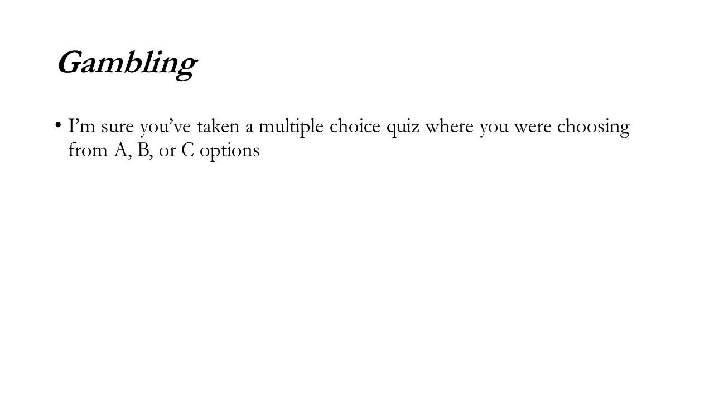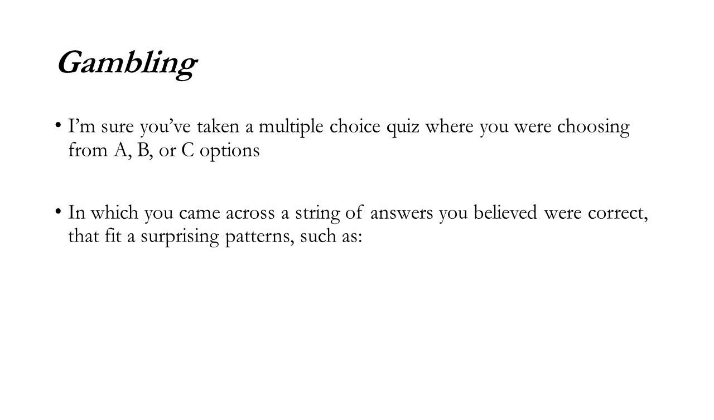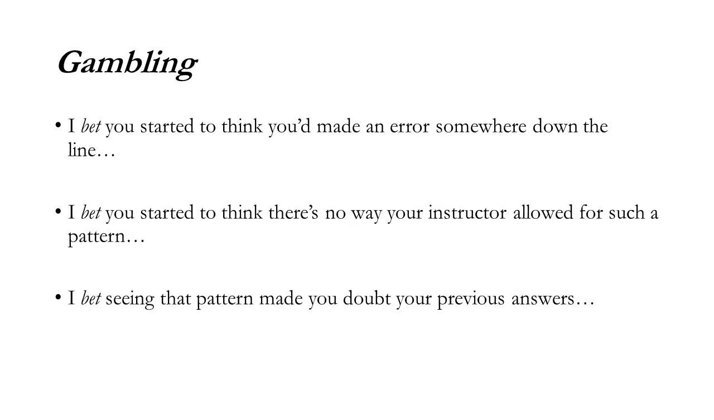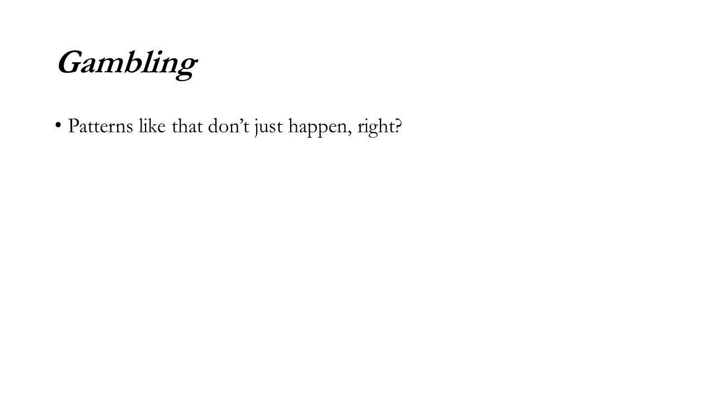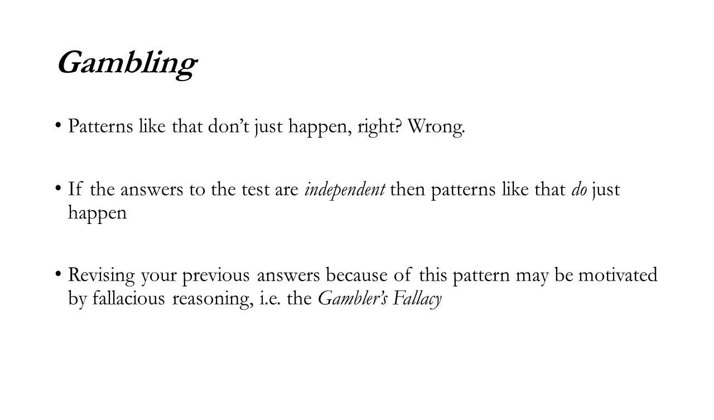I'm sure you've taken a multiple choice quiz where you're choosing from, say, A, B, or C. You came across a string of answers you believe were correct that fit a surprising pattern, like this, just nothing but B's. I bet you started to think you made an error somewhere down the line. I bet you started to think there's no way your instructor allowed for such a pattern. I bet seeing that pattern made you doubt your previous answers. Patterns like that don't just happen, right? Wrong. If the answers to the test are actually independent, then patterns like that do just happen. Revising your previous answers because of this pattern may be motivated by fallacious reasoning.